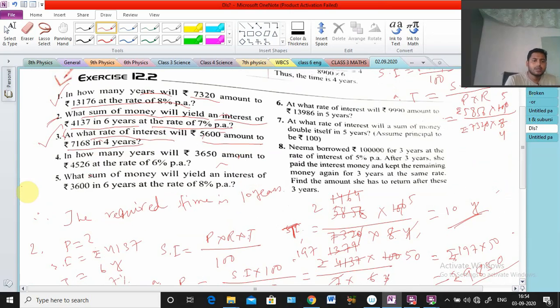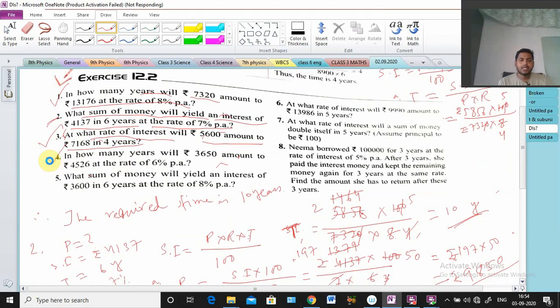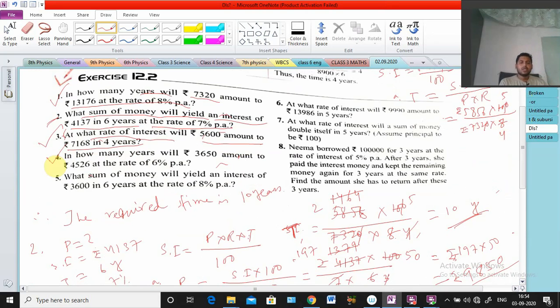Read the question. In how many years will rupees 3650 amount to rupees 4526 at the rate of 6% per annum? In how many years? That means we find out T. Principal, amount and rate of interest are given. Same type of problem given here.